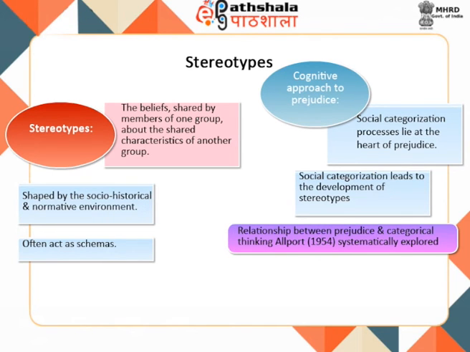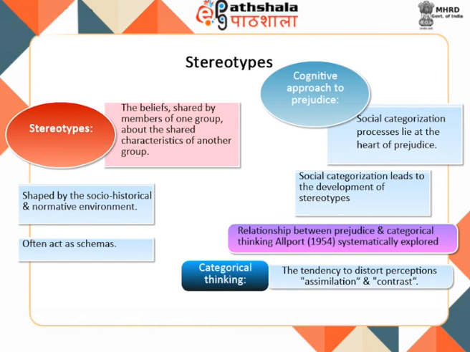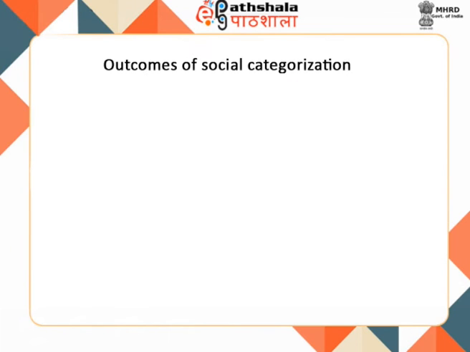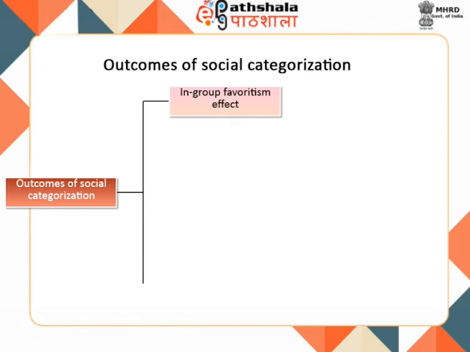The relationship between prejudice and categorical thinking was first systematically explored by Gordon Allport. Categorical thinking has a tendency to distort perceptions, like assimilation and contrast. One of the outcomes of social categorization is the in-group favoritism effect. The in-group out-group bias operates like the self-serving bias.